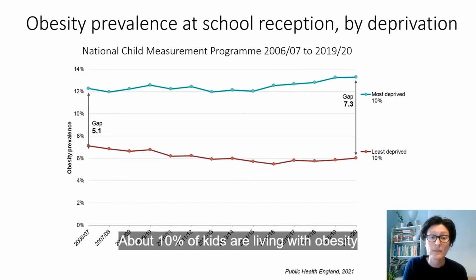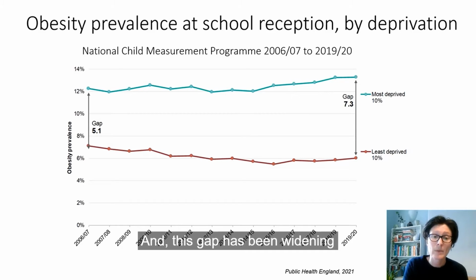About 10% of kids are living with obesity by the time they start primary school. This percentage has remained fairly constant over recent decades, but what's of more concern are two things. Children from the most deprived areas in England are far more likely to be living with obesity compared with children from the least deprived areas, and this gap has been widening in recent years. We know that deprived areas have also borne the brunt of recent cuts to local government spending on Sure Start children's centres. So, given the many ways that children's centres might influence obesity risk, we wanted to know if the recent trends in spending and in obesity were linked.